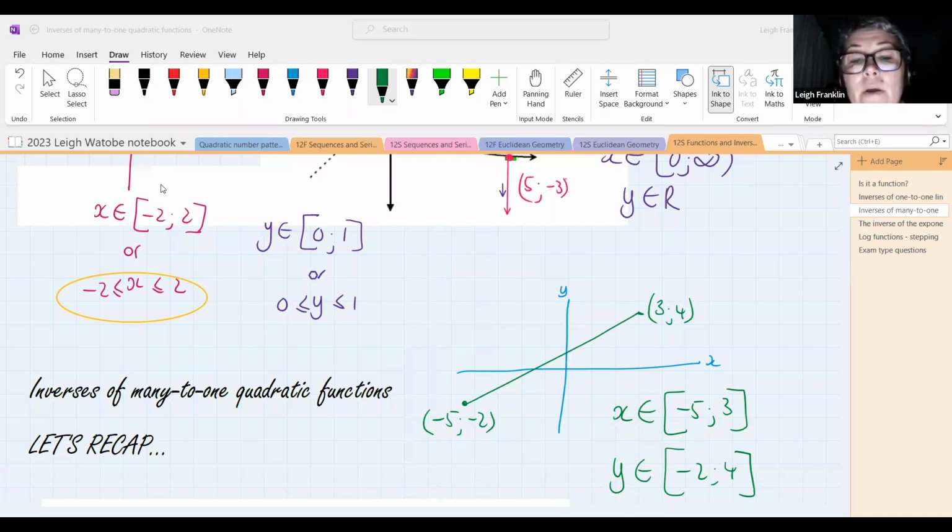Okay, Ria. So your start point, your smallest x value to your biggest x value, your smallest y value to your biggest y value. That would be your range if you were restricting it. And then similarly if you were restricting your domain.